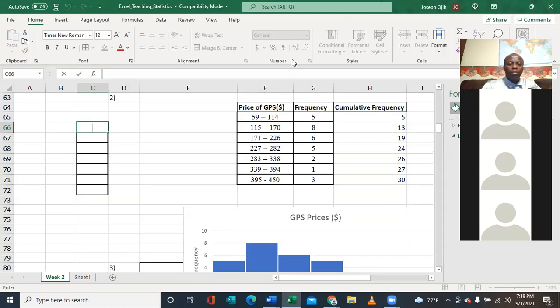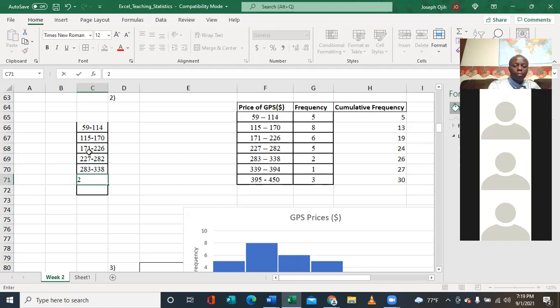59. 59 to 114. Now, that will save us the time. 115 to 170. Okay, 171 to 226. 227 to 282. Okay, 283 to 338.